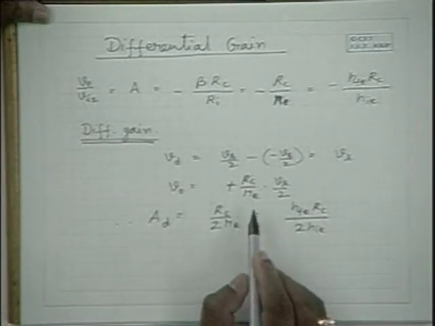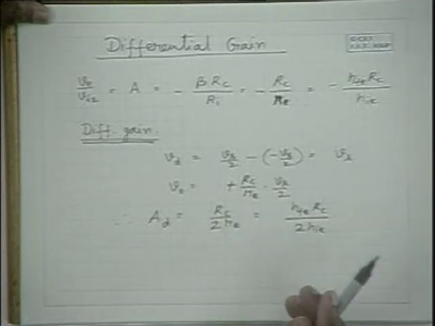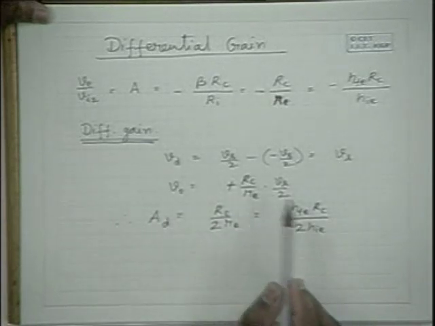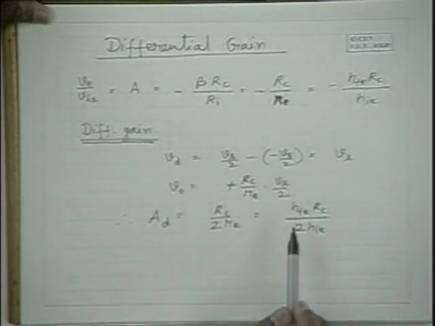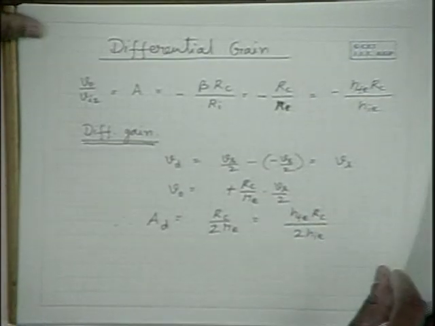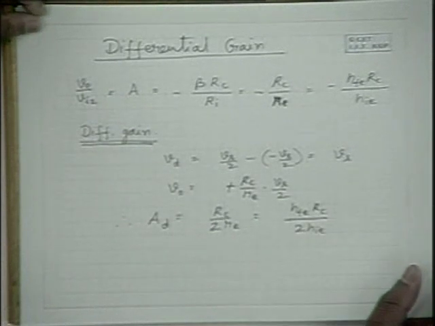And typically, the gain is a few hundreds for a single stage difference amplifier, because in a common emitter amplifier, that is what we get typically. Any questions on the differential gain?